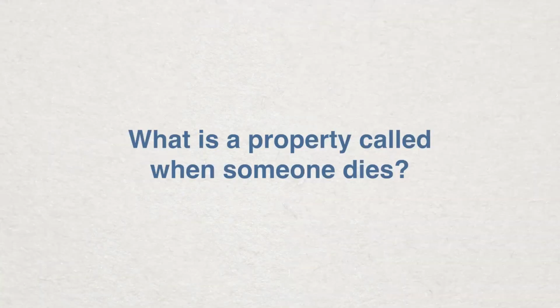What is a property called when someone dies? When someone dies, all the real and personal property that they own at the time of their death is called their estate or the decedent's estate.